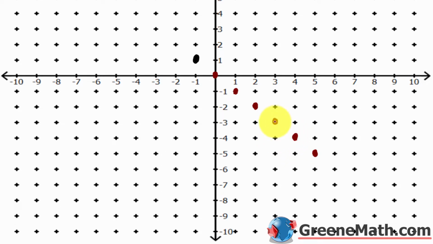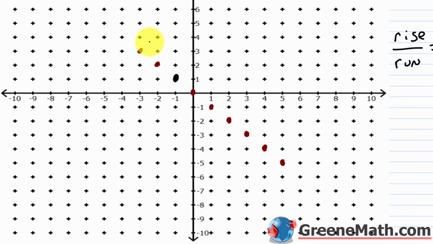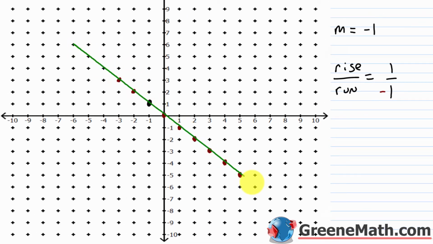Left 1, up 1. Left 1, up 1. And I can keep going. Here's another point. And you can see that I could easily draw a completely straight line through those points. And let me do that real quick. Not perfectly straight, but you get the idea.